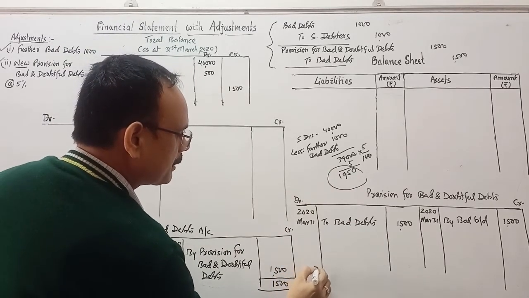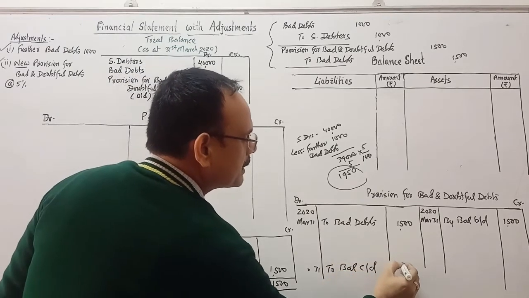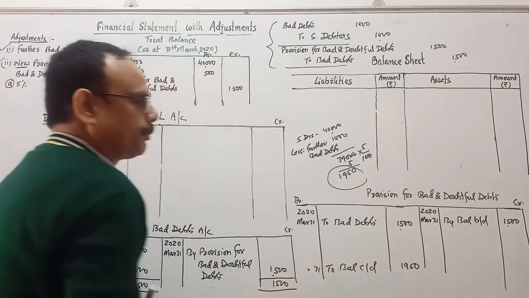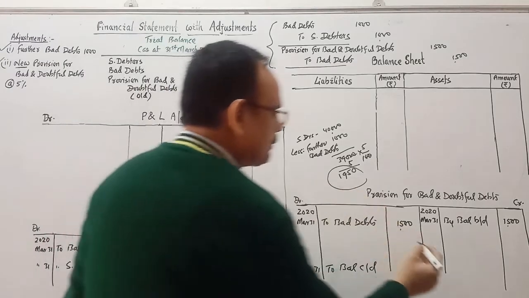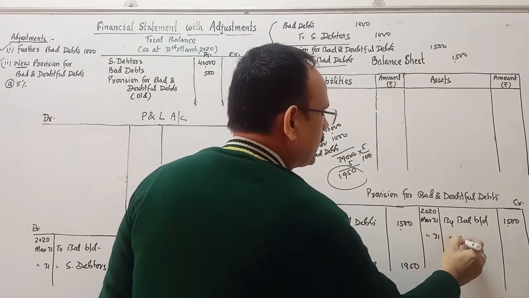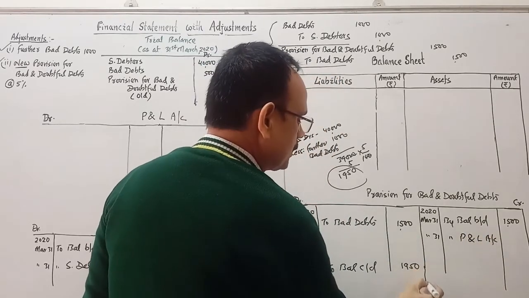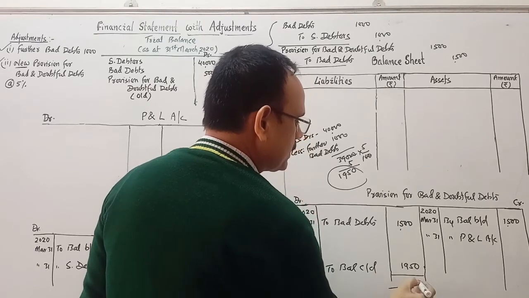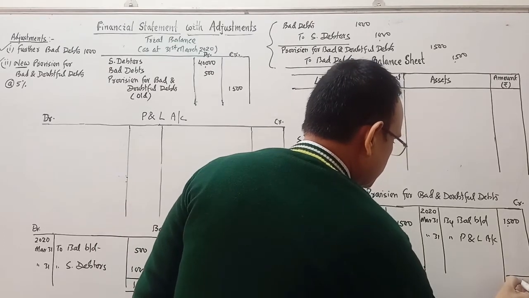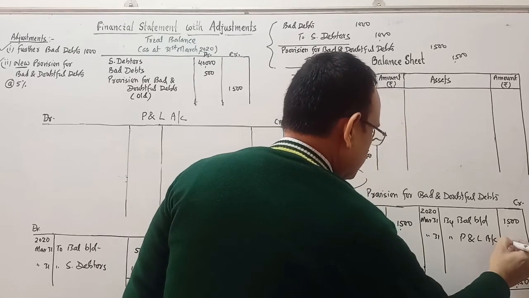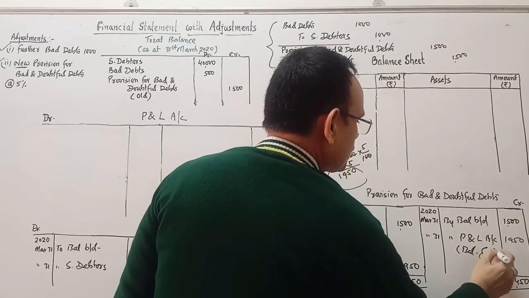So write it on March 31st on this side, to balance carried down, 1950 rupees. Okay. And the difference amount will be transferred to the profit and loss account. So this side total is 3450 rupees. And the other total is also 3450. This is the balancing figure; it will transfer to which account?